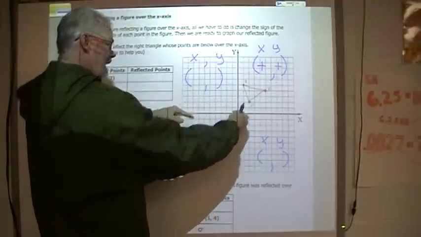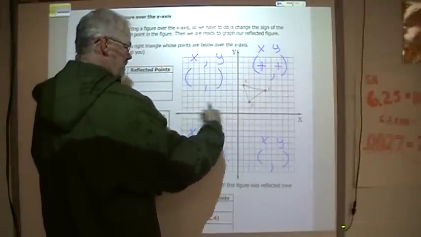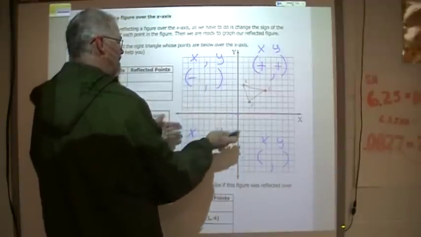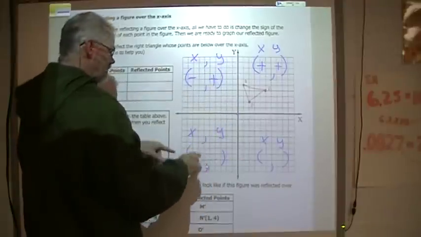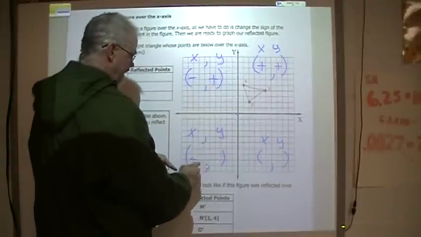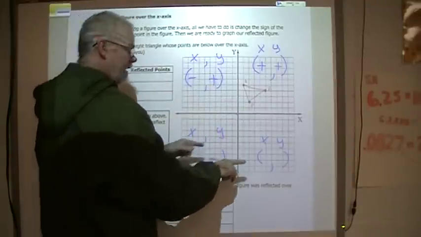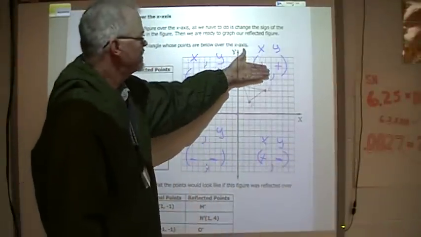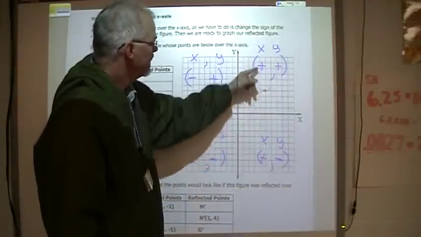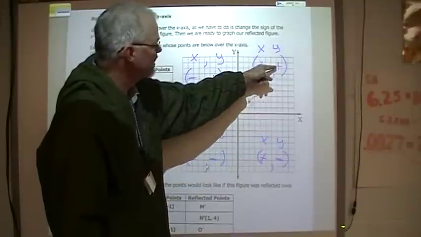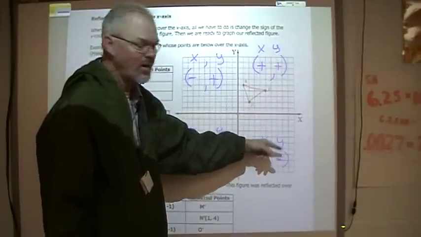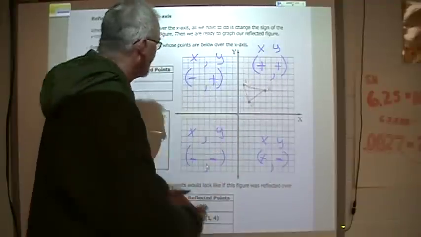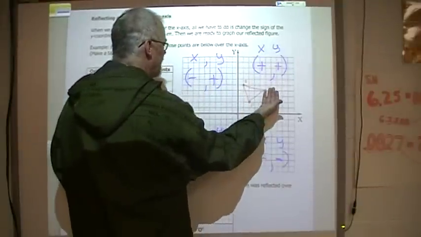Here, every x is negative because you're this side of 0, right? This is 0, so this would be negative 1. X is negative, but your y's are positive. Here, your x's are negative. And guess what? Your y's are negative. Here, your x's are positive and your y's are negative. So it makes sense if you just flip it from here to here, your x's stay the same. But look at your y's. They go from positive to negative. Or vice versa if you flip it from here to here. It goes from negative to positive. Same way here. Flip it from here to here.